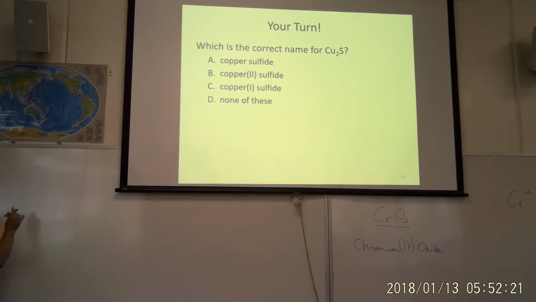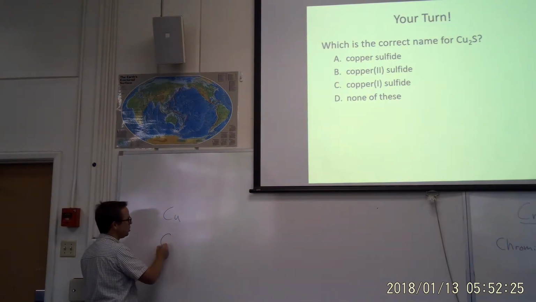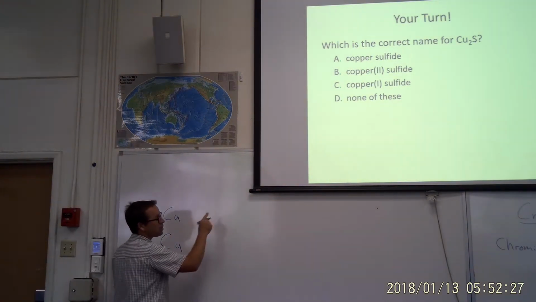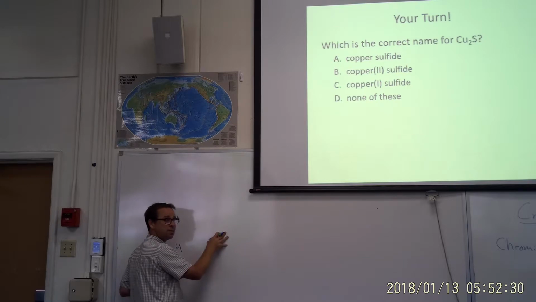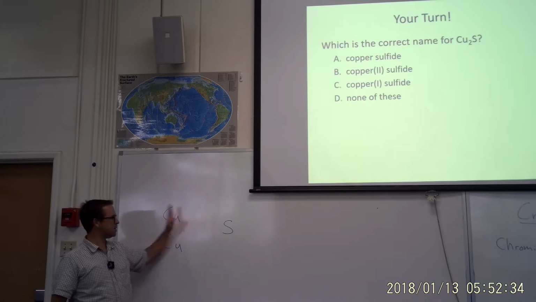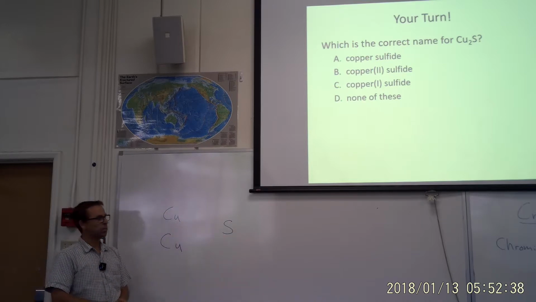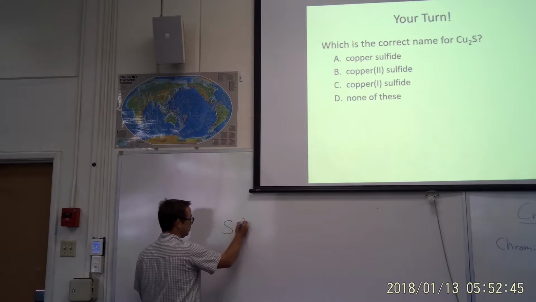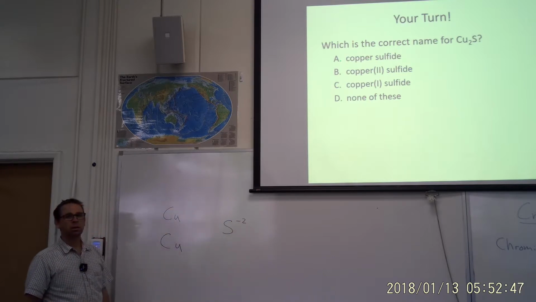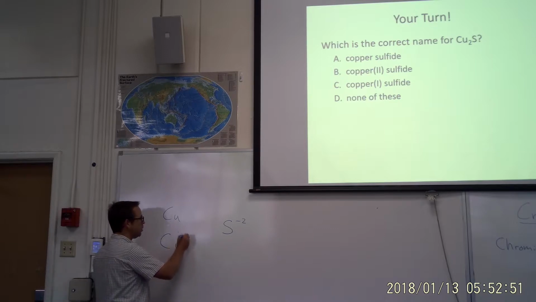They're saying how many coppers? Well, Cu2, right? There's 2 coppers. And then there's how many sulfides? 1. So, the charge on this side has to equal the charge on that side, right? What do we know about the charge on either of these sides? Sulfur is a -2. Okay? Copper must be a +1 here on both of these. Is that true?